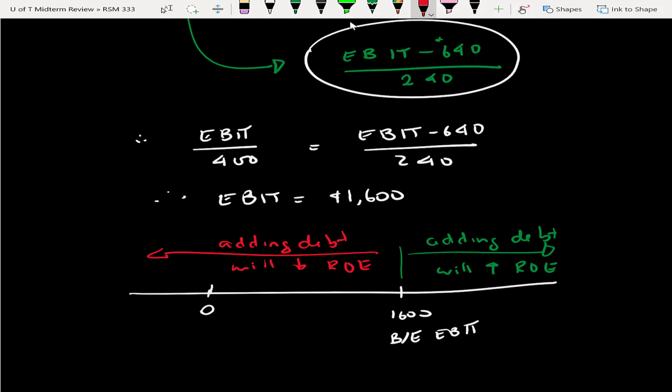Okay, so it's a useful concept to know. In reality, most companies won't add debt right at the break-even EBIT. They wait for some buffer line, but this tells you the bare minimum of income you should have before you consider it.